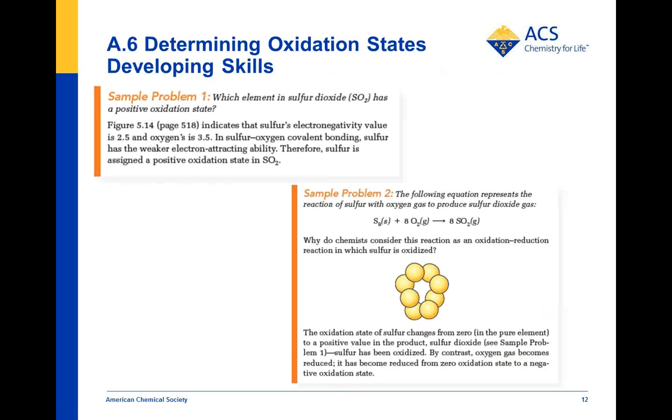In A6, this is when they're developing some skills. They're looking at some problems. They're using these electronegativities from the previous chart, and they're making some predictions about which element would be the more positive and which would be the more negative, and then using that to be able to make some predictions about the elements.